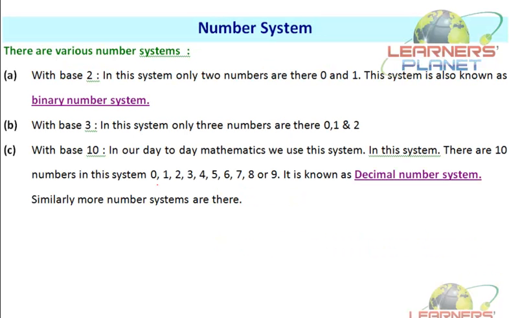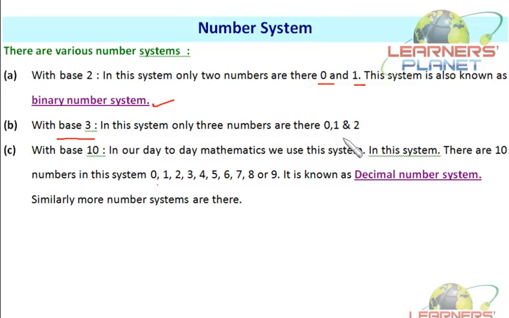First, let's discuss what types of number systems there are. Friends, there are various types of number systems. Here we can see the binary number system. What is the binary number system? In this system, only two numbers are there, 0 and 1. Since there are only two numbers, we call it a binary number system. Similarly, with base 3, in this system there are only three numbers, that is 0, 1 and 2. Since three numbers are there, this number system is known as the number system with base 3.